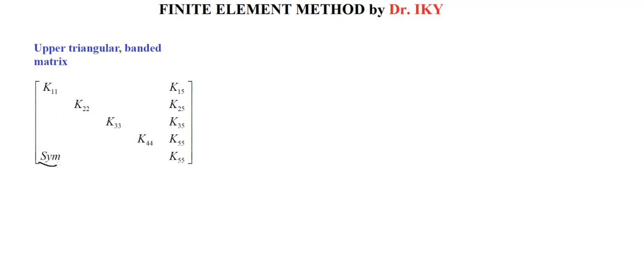Because of that, this is called an upper triangular and banded matrix. Look at here, this one also tells us that a symmetrical part of it exists. I have written here wrong. Let me change it to 4. If you write symmetry, it means on the 5th row K5-1, K5-2, K5-3, K5-4, and K5-5.